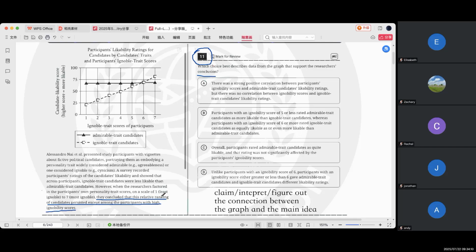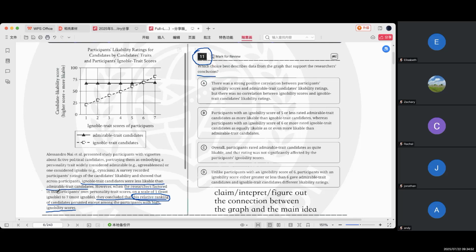Here it says this relative ranking of candidates persisted except among the participants with high ignorability scores. But this relative ranking is very hard to understand. It seems that if we say this relative ranking, then the relative ranking should be mentioned before the sentence. So if you go one sentence before it, then you would be able to figure it out. Because here it says that the survey recorded the ratings of the candidates' likability and showed that across participants, ignorable trait candidates were less likable than admirable trait candidates.